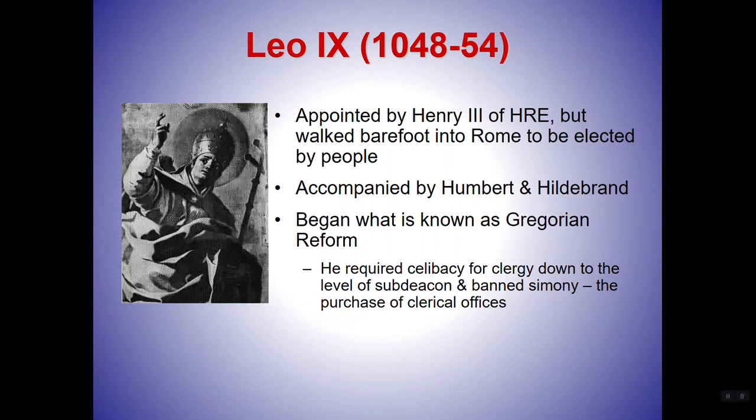He began what is known as the Gregorian Reform, and so even though he began the reform, it's named after his successor, Pope Gregory the Seventh. Now, Leo required celibacy for the clergy, even down to the level of subdeacon. Okay, so he demanded that clergy be celibate. He refused them to marry and to bear children. He also banned simony. As you know, this is the purchase of clerical offices.